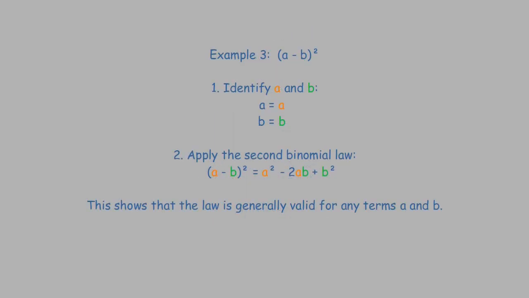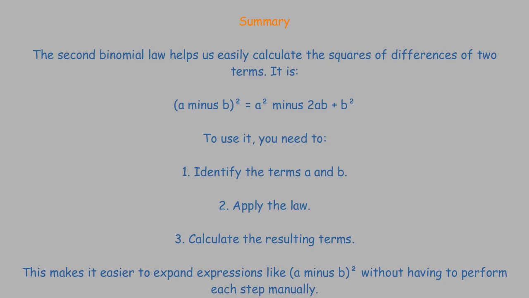Example 3, (a - b)². 1. Identify a and b. a equals a. b equals b. 2. Apply the second binomial law. (a - b)² = a² - 2ab + b². This shows that the law is generally valid for any terms a and b. Summary. The second binomial law helps us easily calculate the squares of differences between two terms. It is (a - b)² = a² - 2ab + b².